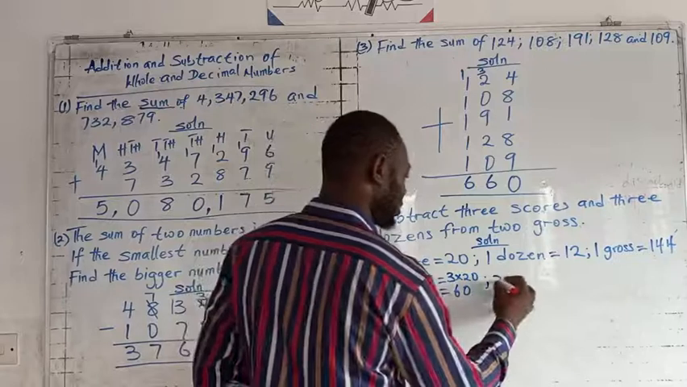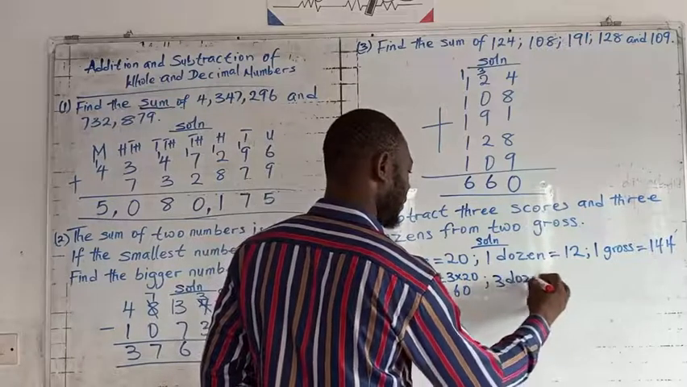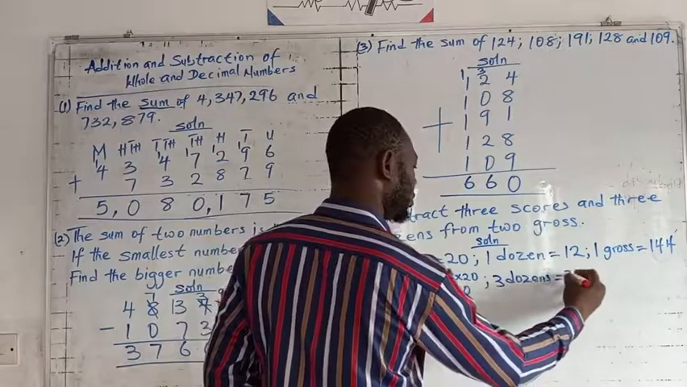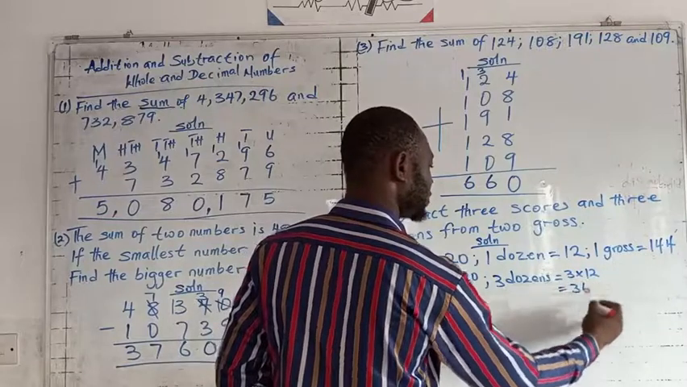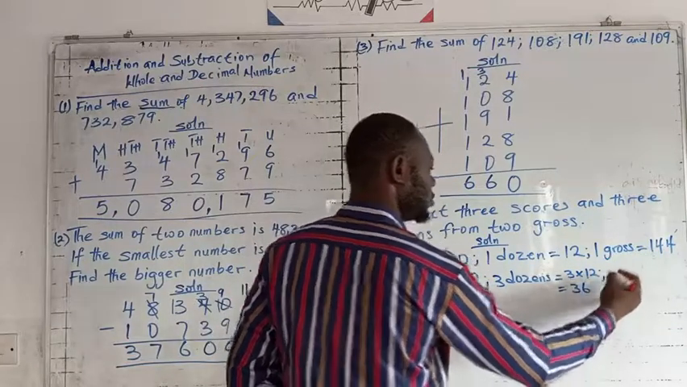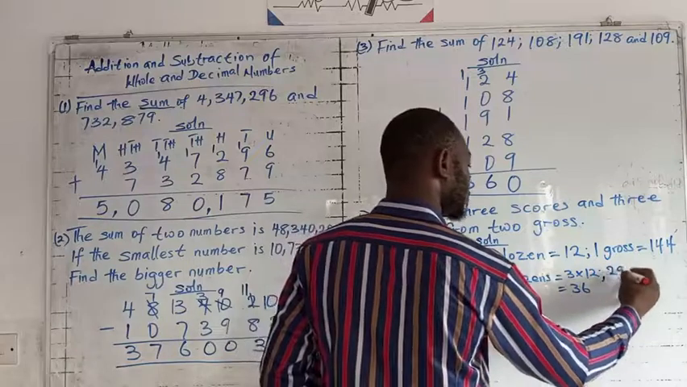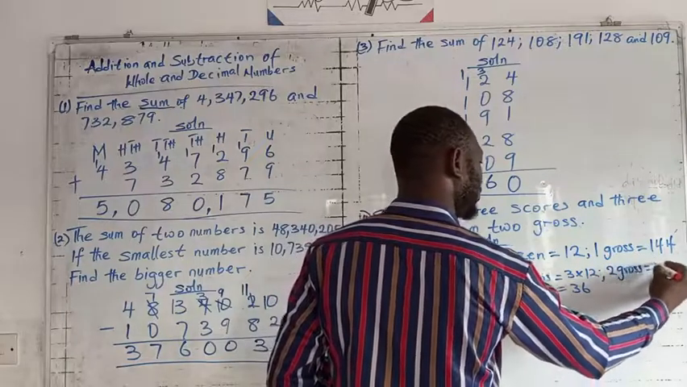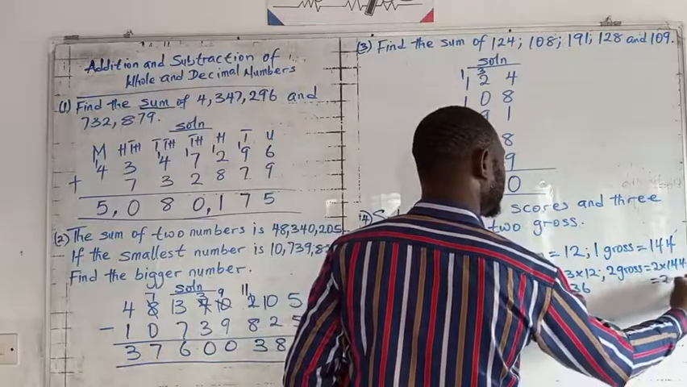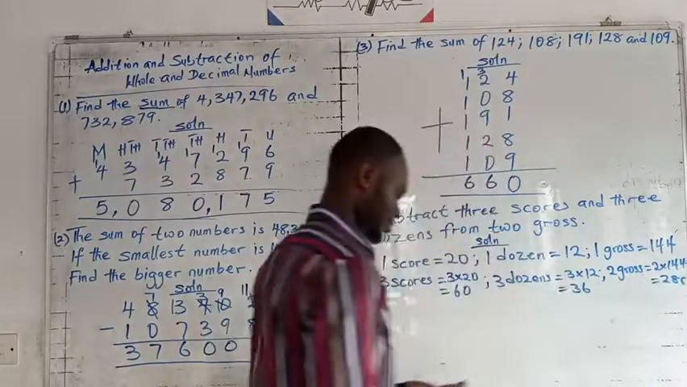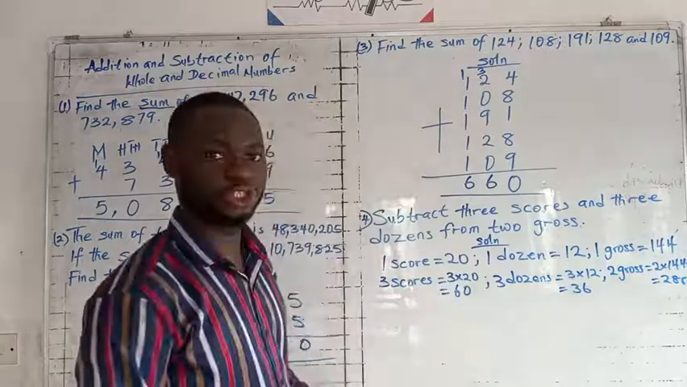3 dozens will be 3 times 12, which is 36. 2 gross will be 2 times 144, which is 288. Now we come back to the question.